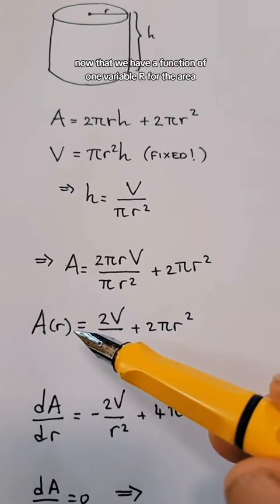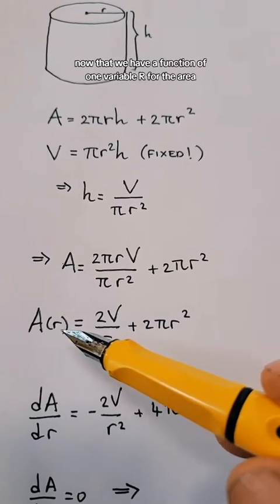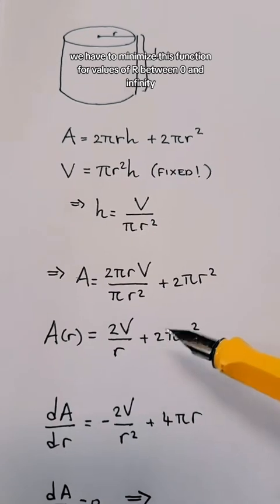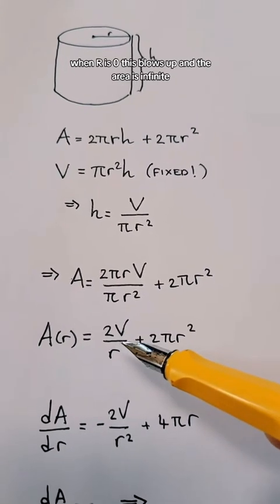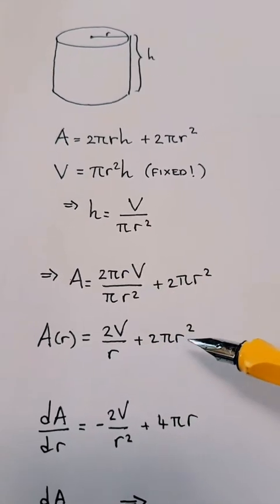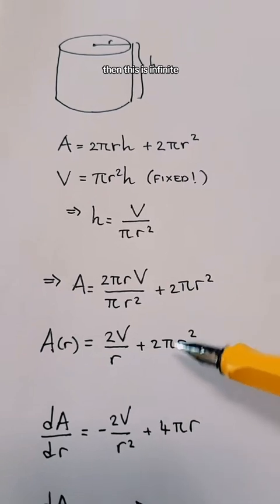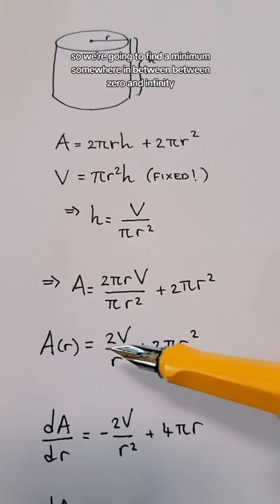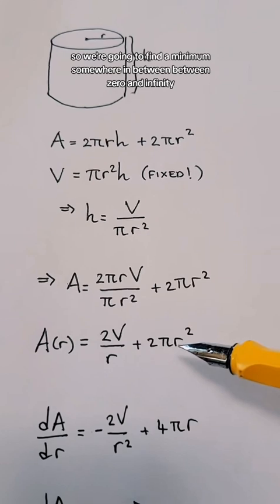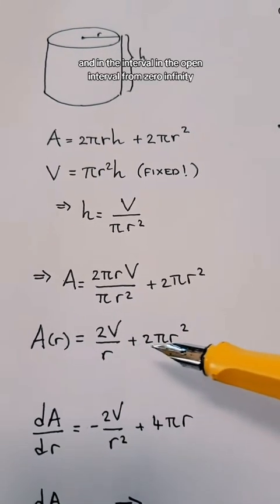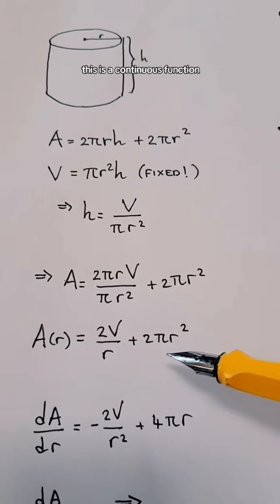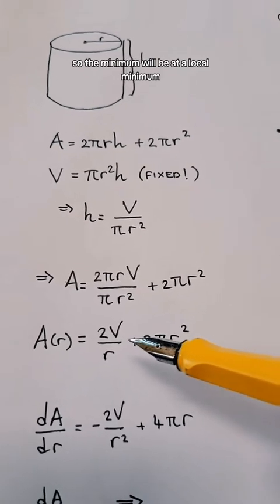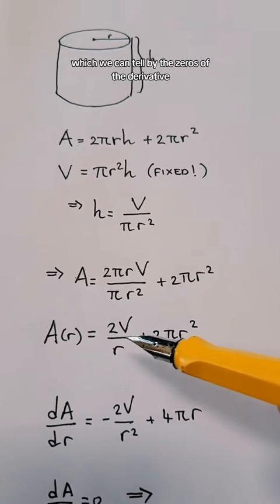Now that we have a function of one variable r for the area, we have to minimize this function for values of r between 0 and infinity. When r is 0, this blows up and the area is infinite. And when r is infinite, then this is infinite, and therefore the area is also infinite. So we're going to find a minimum somewhere in between 0 and infinity. In the open interval from 0 to infinity, this is a continuous function, so the minimum will be at a local minimum, which we can tell by the zeros of the derivative.